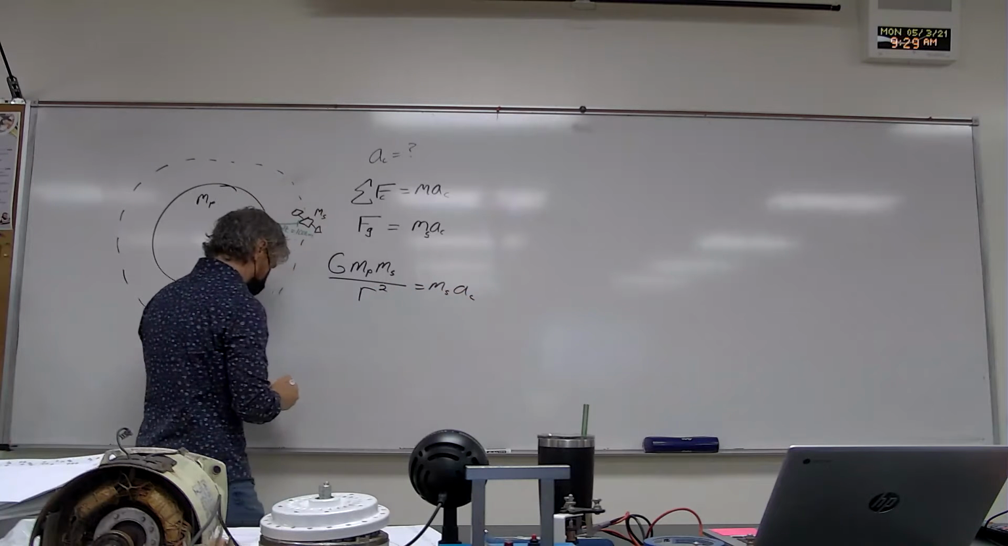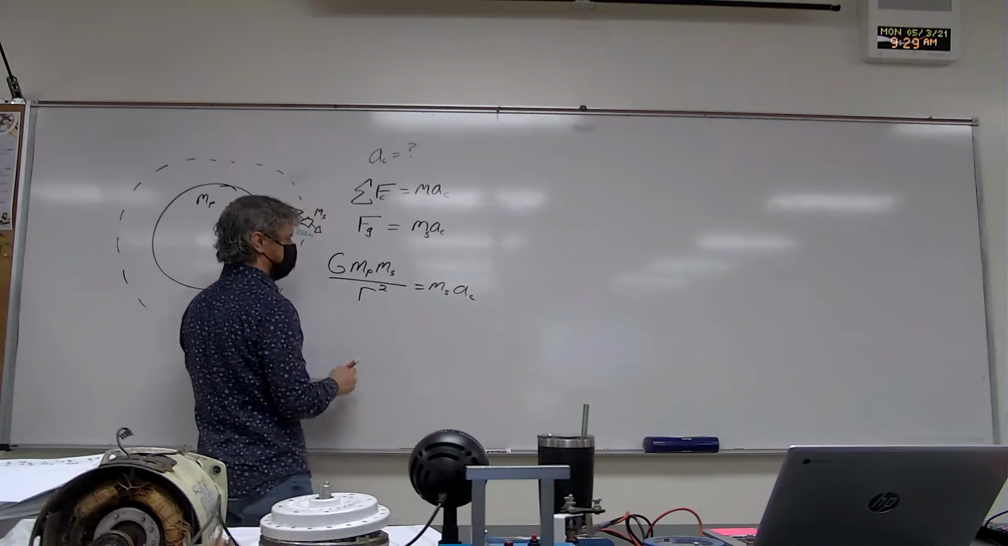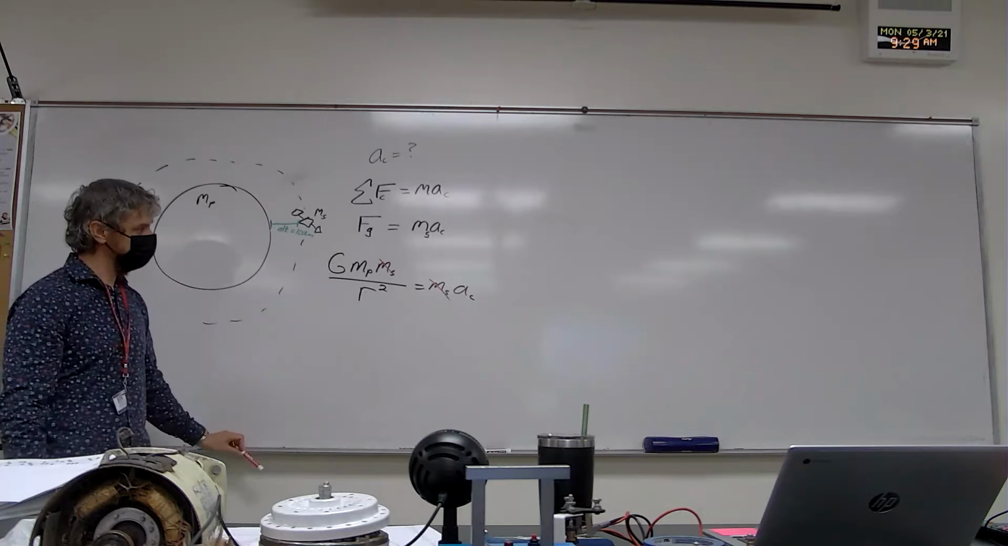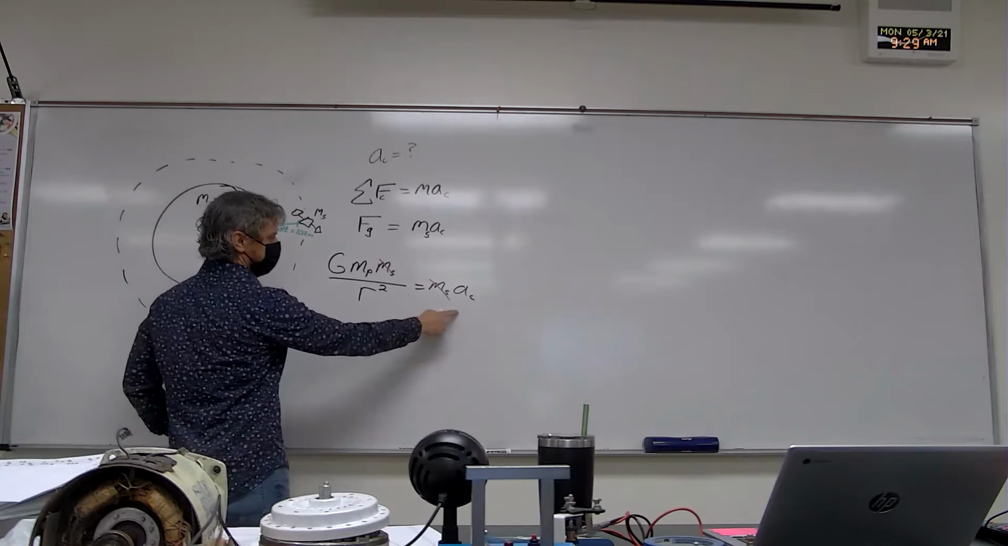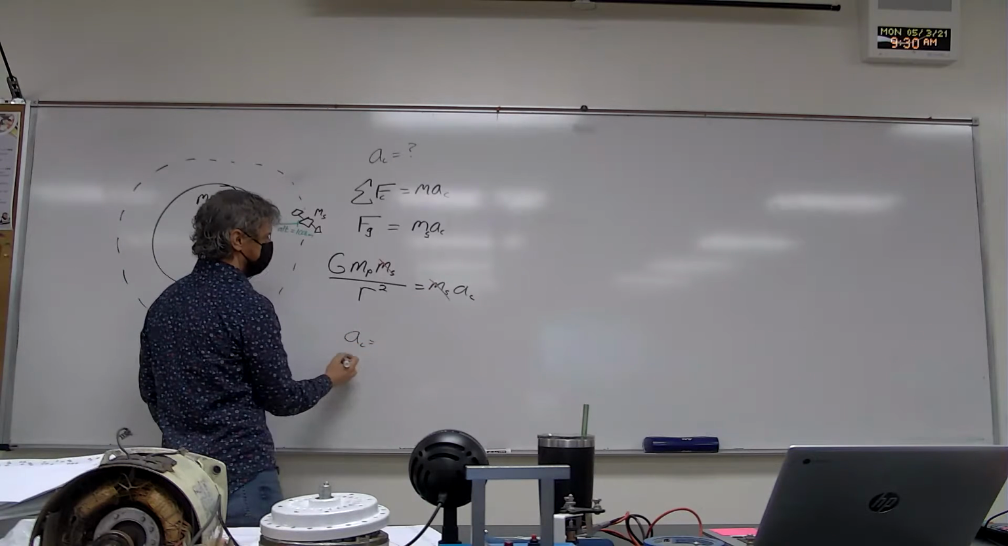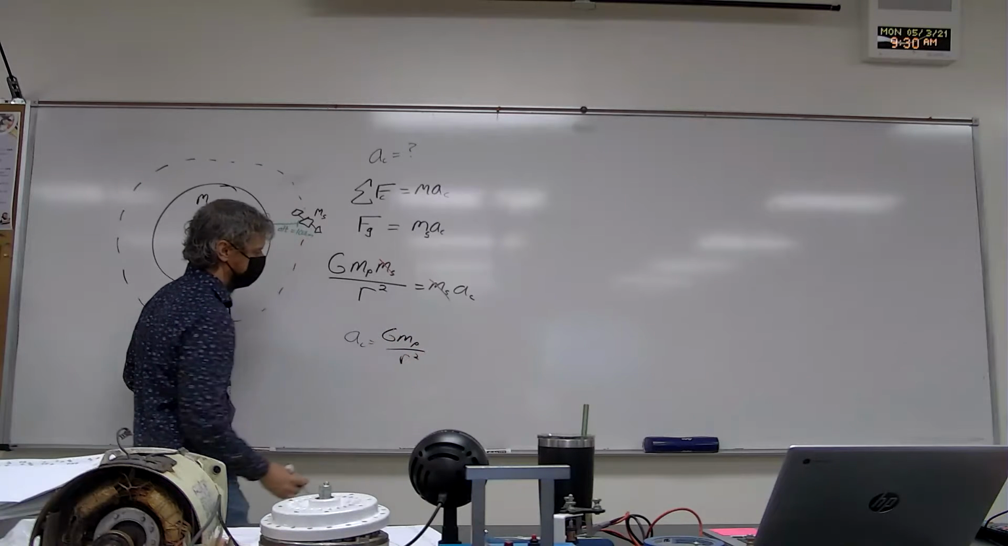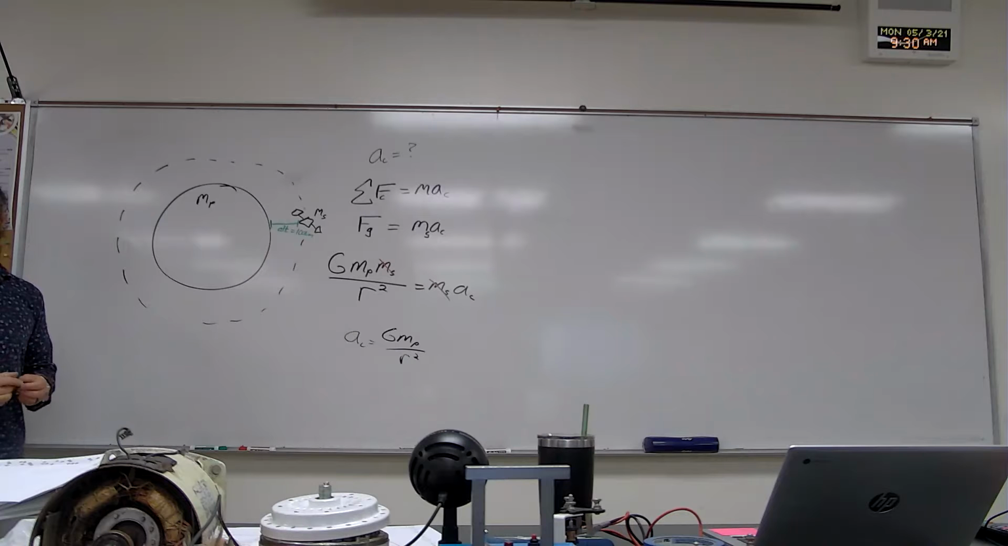And this is what always happens. Notice the mass of the satellite. Everyone brought mass of the satellite to the party. So our centripetal acceleration is G M_p over r squared. And you could also say v squared over r.